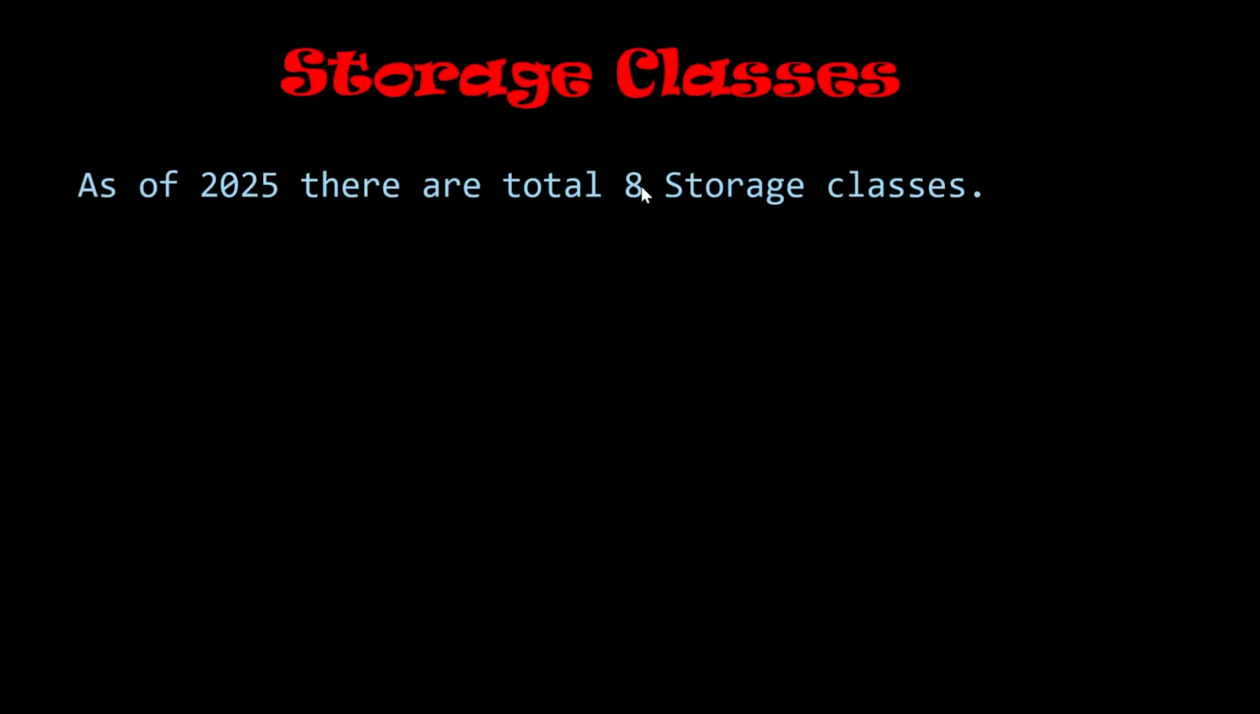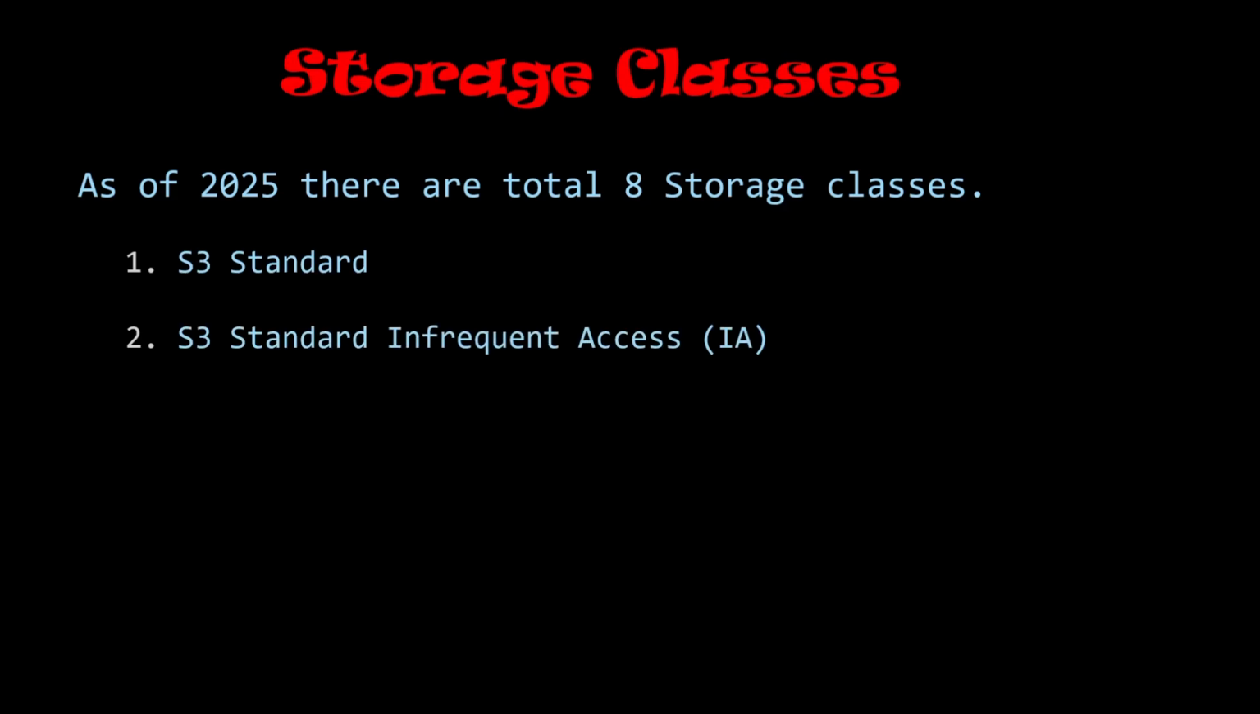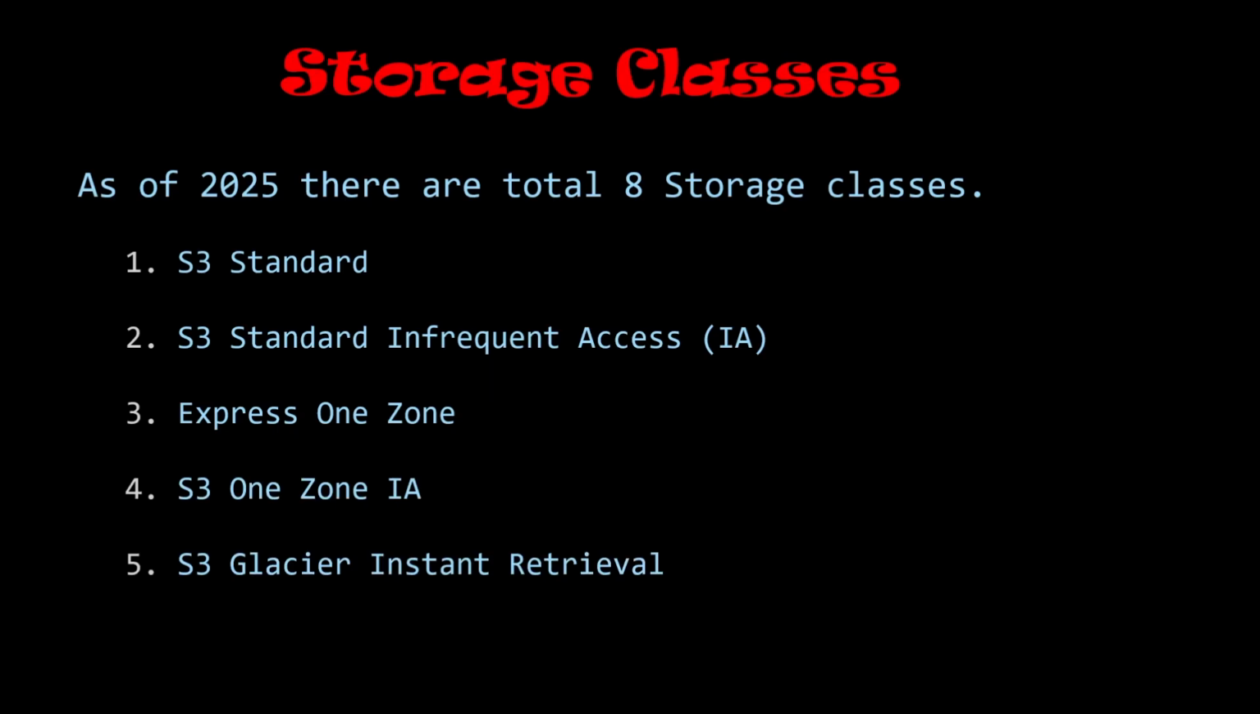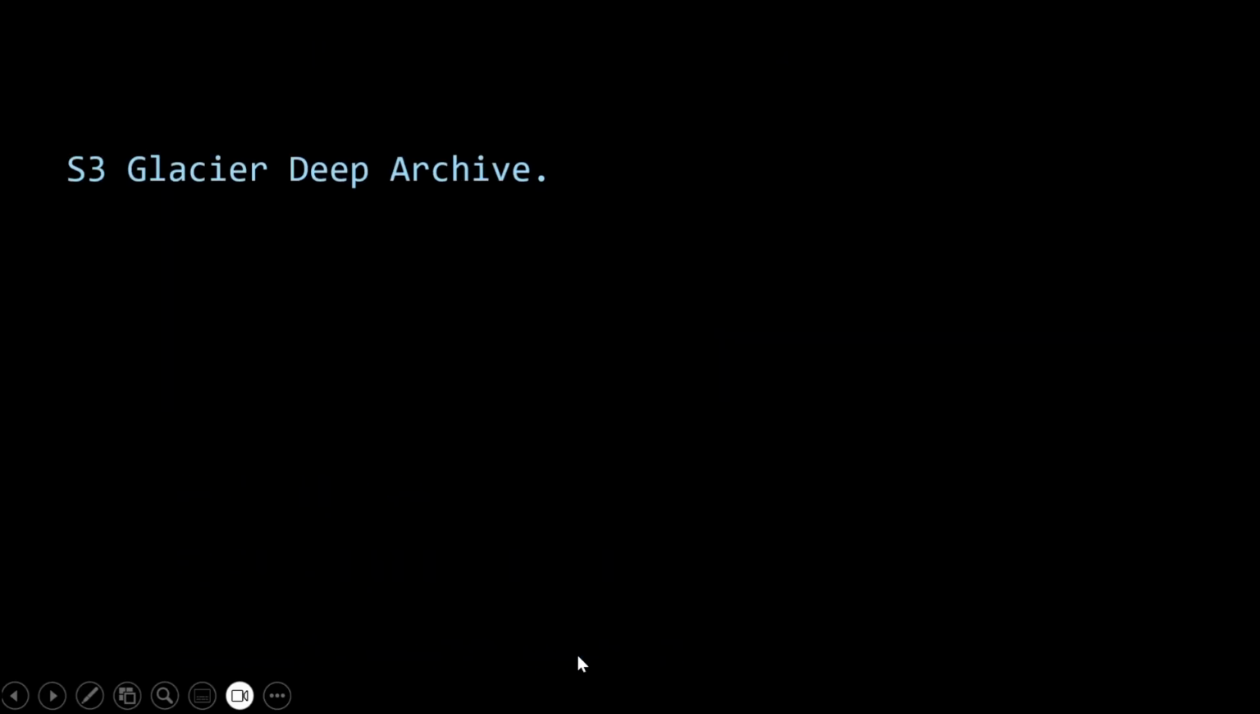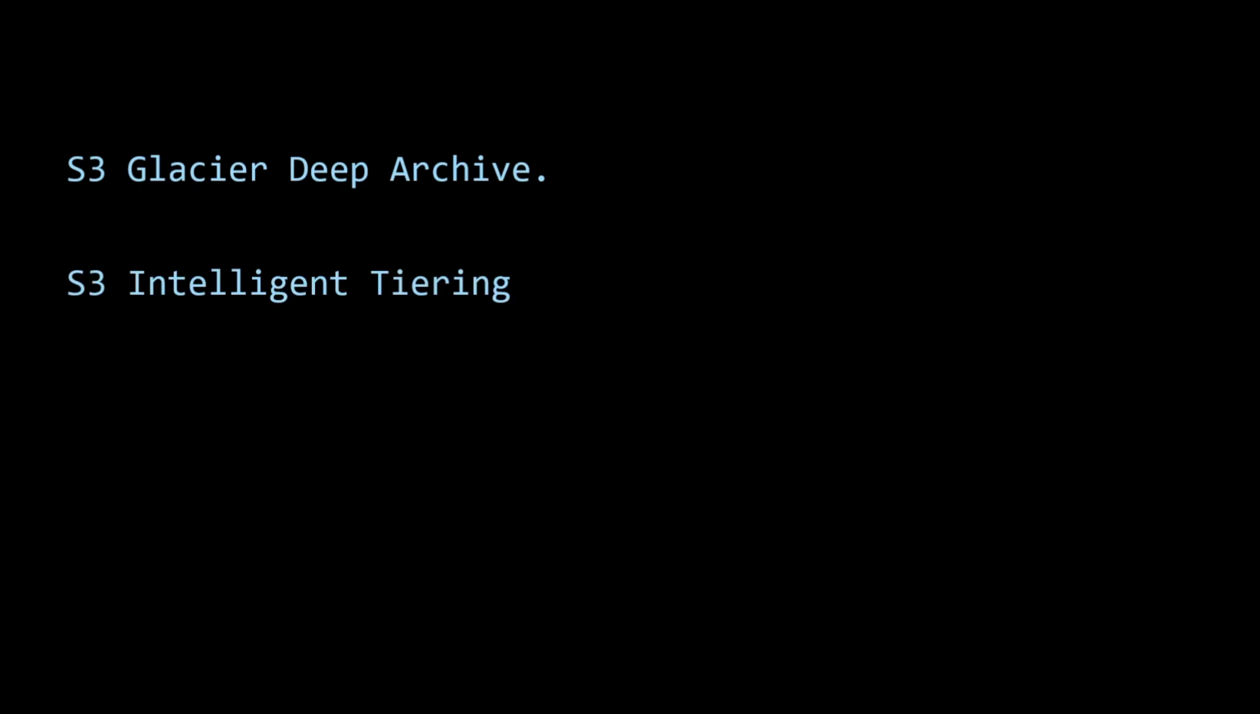So now let's have a look at the different kinds of storage classes that AWS offers as of 2025. There are a total of 8 storage classes as of 2025. S3 Standard, S3 Standard Infrequent Access, Express One Zone, S3 One Zone Infrequent Access, S3 Glacier Instant Retrieval. This is a new storage class. AWS introduced this in 2021. Next is S3 Glacier Flexible Retrieval. The previous name of this storage class is S3 Glacier. Next is S3 Glacier Deep Archive. At last, S3 Intelligent Tiering.